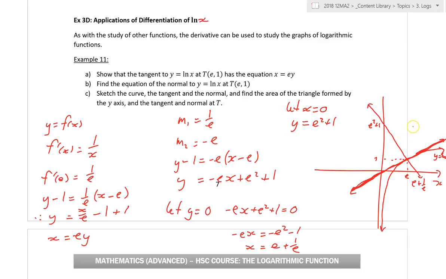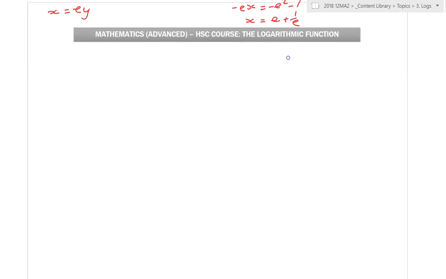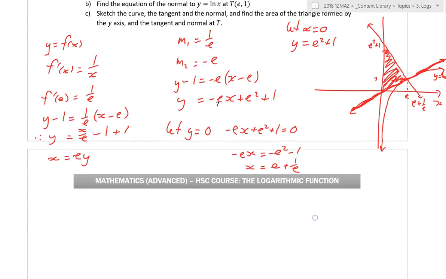E squared plus 1. And I want the triangle formed by the y-axis, the tangent, and the normal. So I'm after this triangle here. We see these questions frequently enough that we should know the tricks here. And, oh, look, there's all my space. That's all the space I needed. We know that the area is half the base times the height. I'm going to say my base is e squared plus 1, so the area equals half times e squared plus 1 times the height.